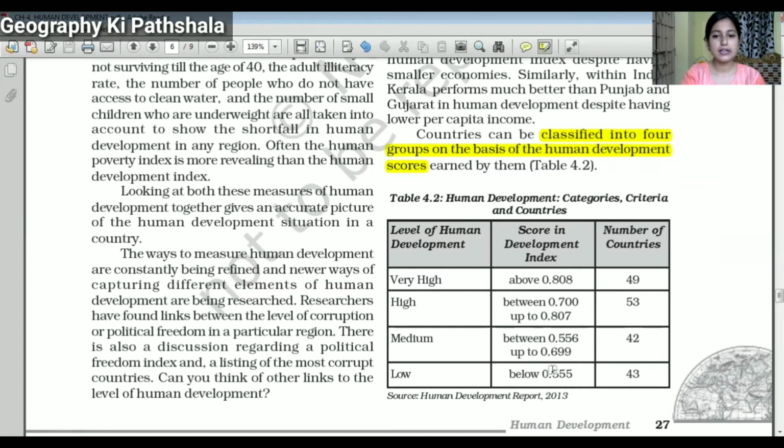So this is basically the report of human development, and the year when it was published is 2013. So please go through this table because some questions may arise from here.